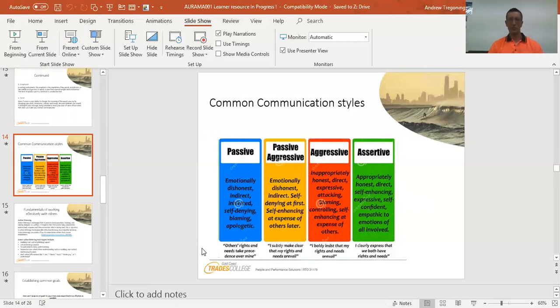And assertive. Now, assertive is, I think, commonly known as probably one of the best types of communication. However, you may, in all sorts of situations, use some or parts of these others as well. But being assertive is appropriately honest, direct, self-enhancing, expressive, self-confident, empathetic to others, and the emotions of others involved in that communication as well. So assertive would be categorised as I clearly express that we both have rights and needs. That would be an assertive style of communication.